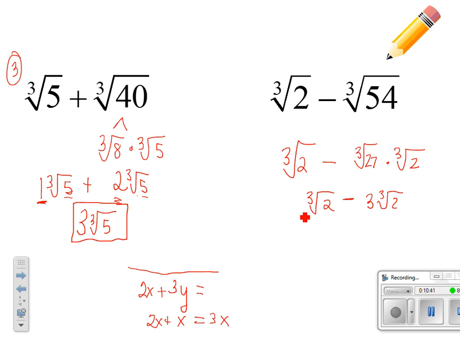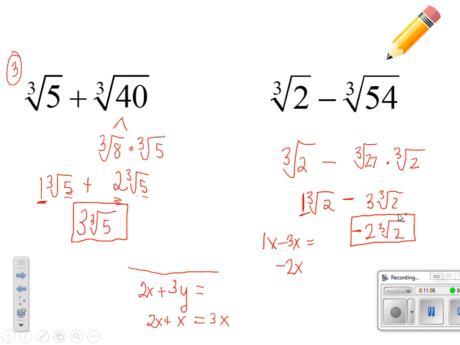Well, how many of the cube root of 2's do we have over here? We have a 1. So if I asked you what 1x minus 3x was, I would hope you would tell me that's negative 2x. Same thing here. What's 1 cube root of 2 subtract 3 cube roots of 2? It would be negative 2 cube roots of 2.